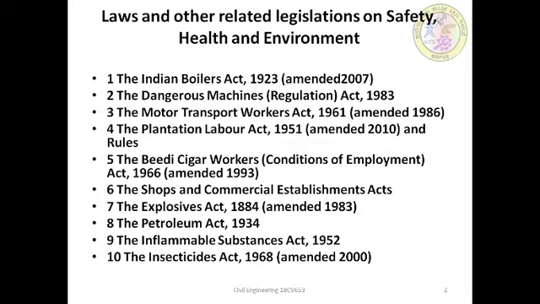Now the seventh one is the Explosives Act 1884, amended in 1983. This act provides for regulating the manufacture, possession, use, sale, transport, import and export of explosives. There are also rules like the Explosives Rules 2008, amended in 2011, the Static and Mobile Pressure Vessels Rules 1981 and 2016, the Gas Cylinder Rules 1981 and 2016, and also the Ammonium Nitrate Rules 2012.